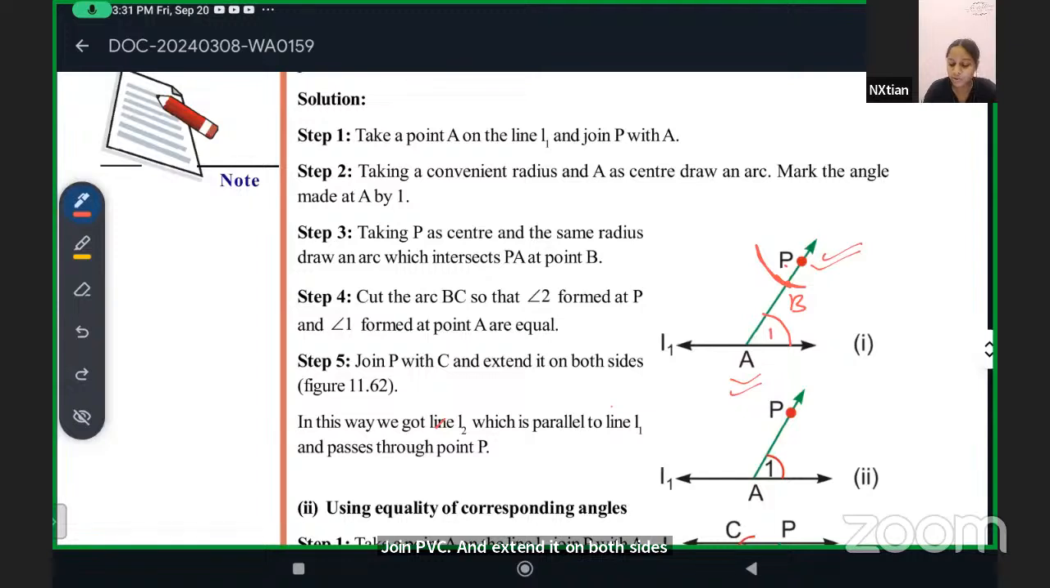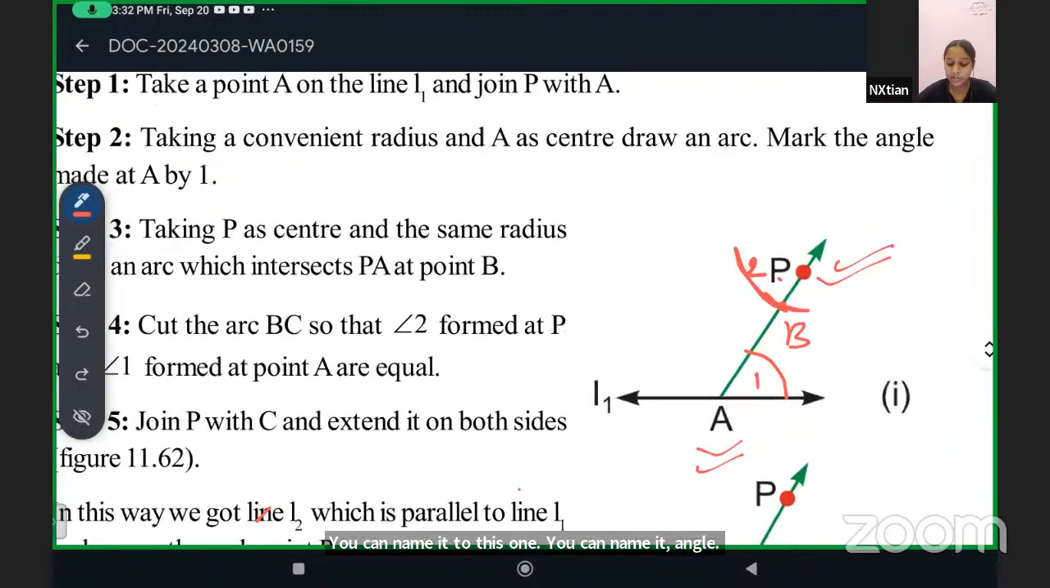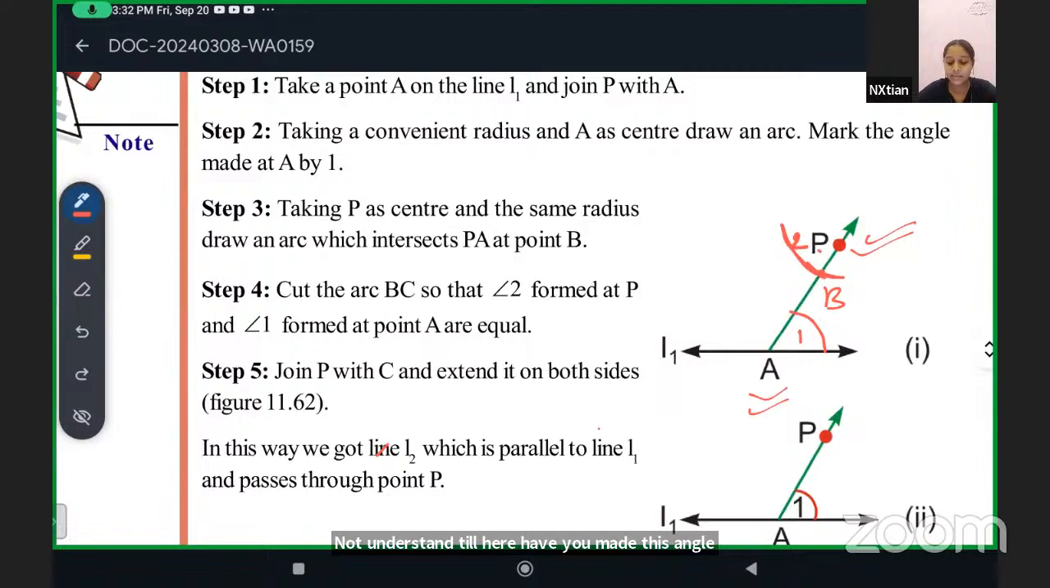Now you are having two alternate angles. You can name it angle 2. Ma'am, I'm not understanding. Till here, have you made this angle? Ma'am, I've done an arc till B. Ma'am, you have to cut an arc, Abraham, not from B, from the P point. Cut an arc from the P point.